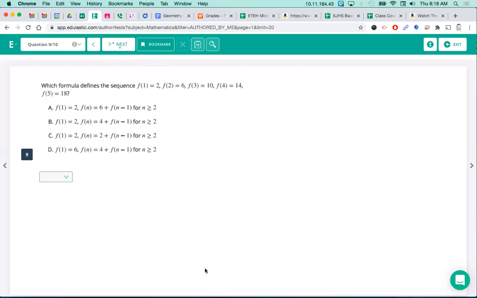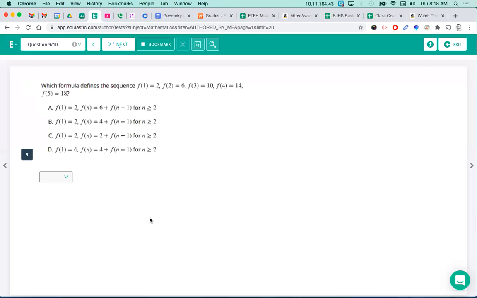Which formula defines the sequence? All right, well, we have to identify arithmetic or geometric. So from 2 to 6, I'd be adding 4, 6 to 10, adding 4. Good, it looks like I'm adding 4 each time, because I go 2, 6, 10, 14, 18.